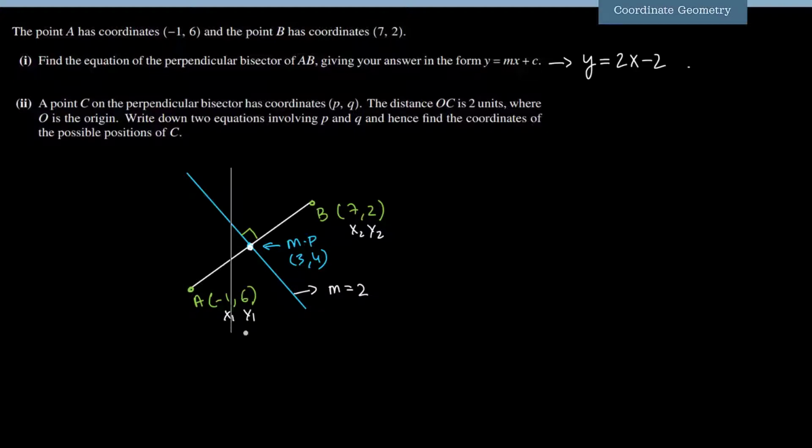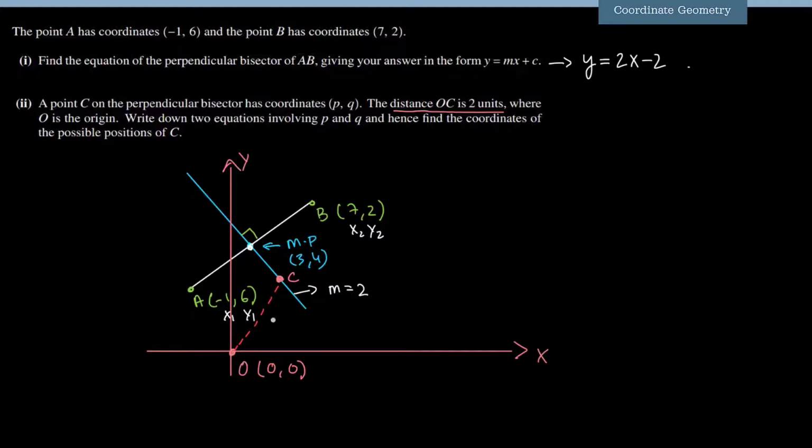So I'll draw my y-axis over here. Let's say that this is my y-axis and this is my x-axis. This is the origin O and the origin has the coordinates of 0, 0. It is told that there is point C on the perpendicular bisector. So let's suppose that point C is somewhere over here and the distance OC is 2 units. So this distance over here is 2 units.